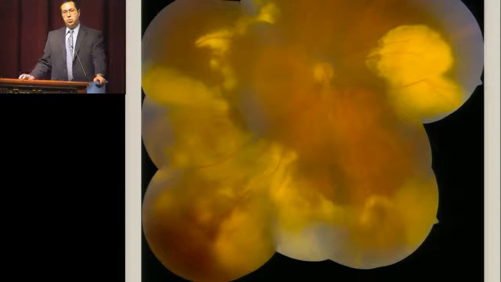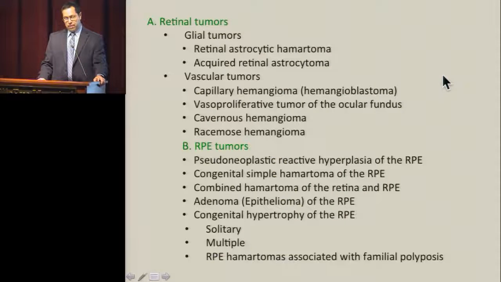So this is the next tumor. It's very similar, actually, to retinal capillary hemangioma. The tumor is here, and you can see this massive exudation there. This one is a vasoproliferative tumor of the ocular fundus. This is a term that actually Dr. Jerry Shields coined.